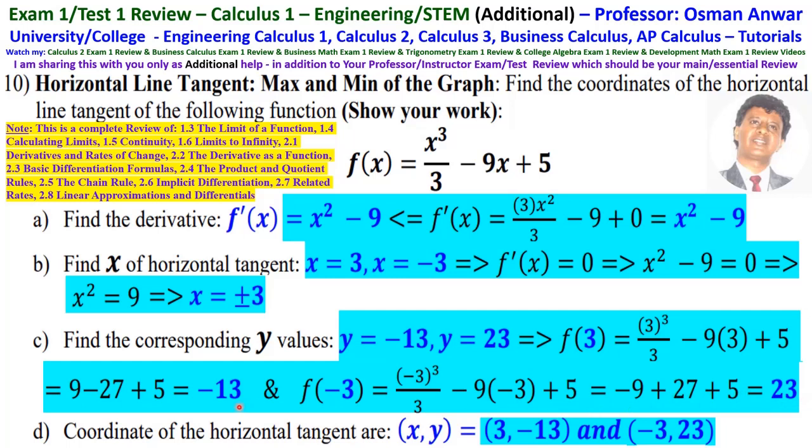Then the coordinates of the horizontal tangent points, x, y, are: one of them is 3, minus 13, which is the minimum. Then minus 3, 23, this is a max. So this is a min, this is a max.